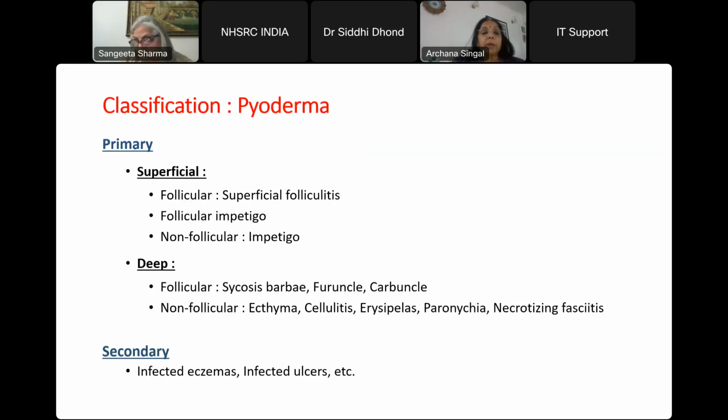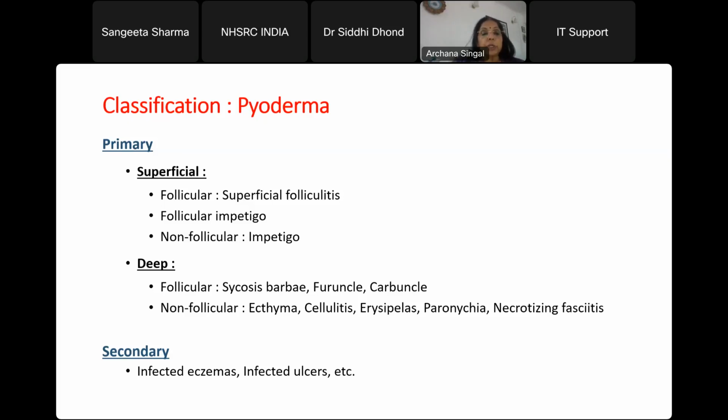So how can we classify pyoderma? We can classify pyoderma as primary and secondary, and as superficial and deep. Primary means there has been no previous breach in the continuity of the skin. Now it is very important to know what is superficial and deep, because that will decide our treatment strategy. In superficial infections, you may not be required to give oral or systemic antibiotics or injectables, and they can be treated with topical antibiotics, while all deep bacterial infections have to be treated with oral or injectable antibiotics.